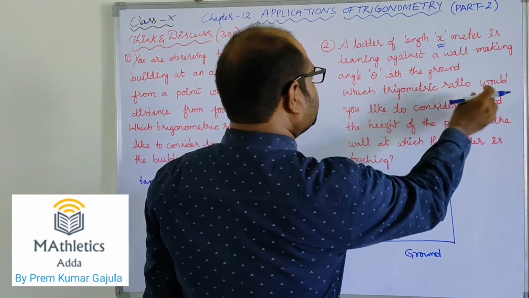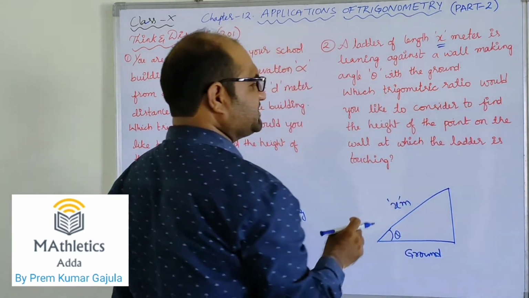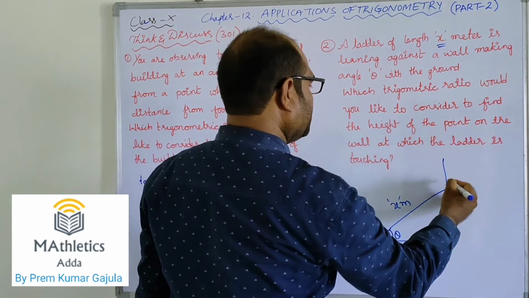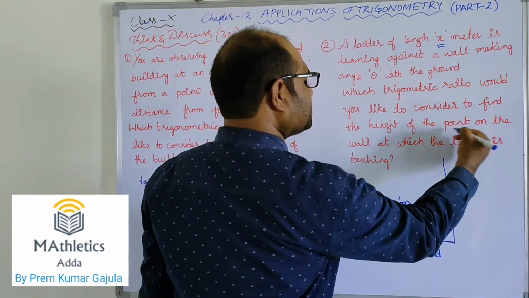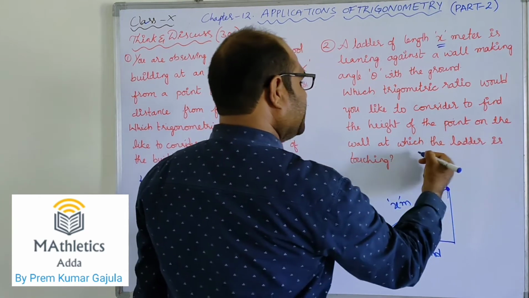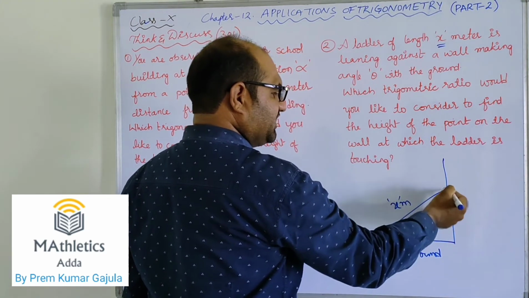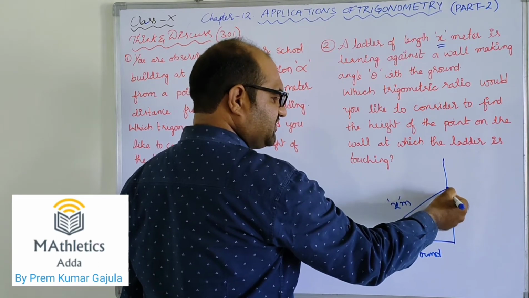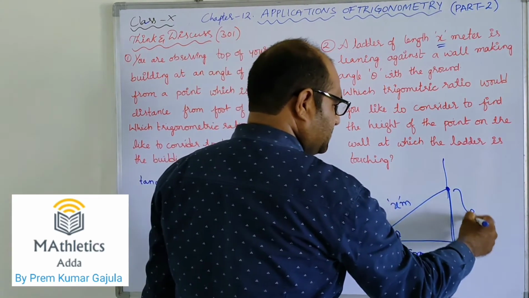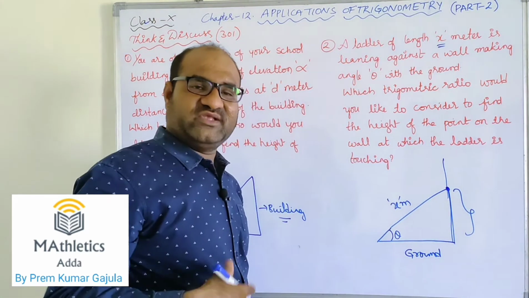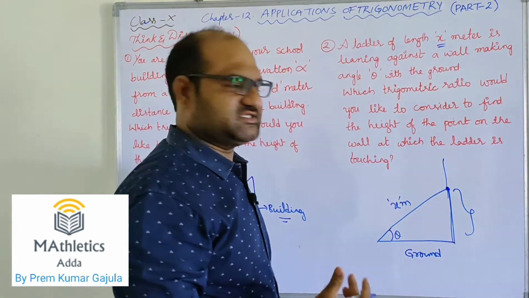So, which trigonometric ratio would you like to consider to find the height of the point? Actually, the wall is this, height of the point on the wall at which the ladder is touching. So the ladder is touching the wall at this point. So height of this point means we have to find out this only. To find out this height, which trigonometric ratio would we like to consider?